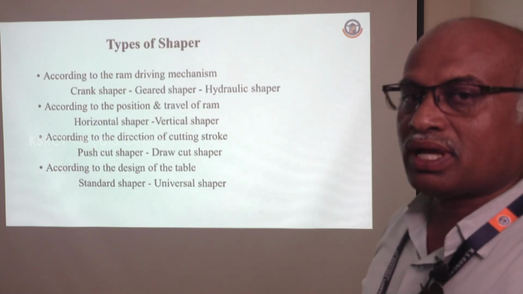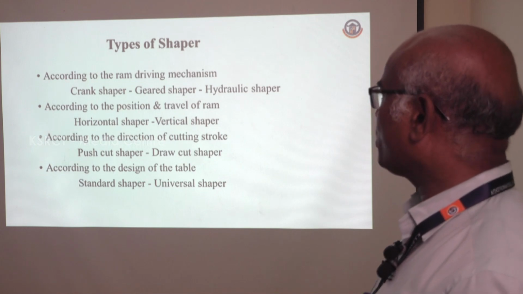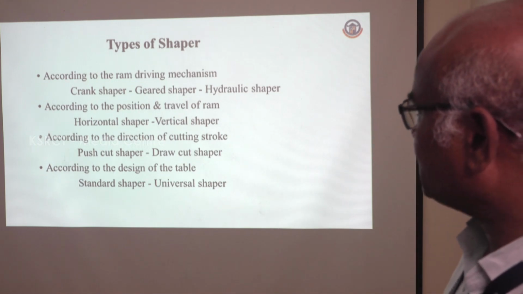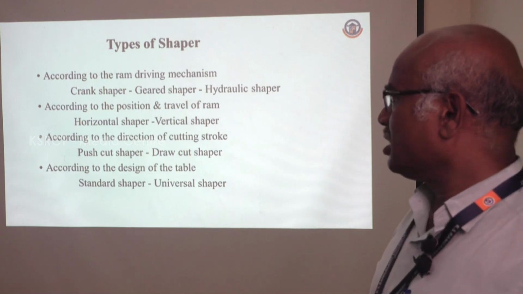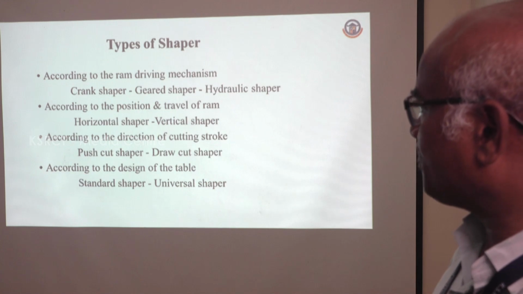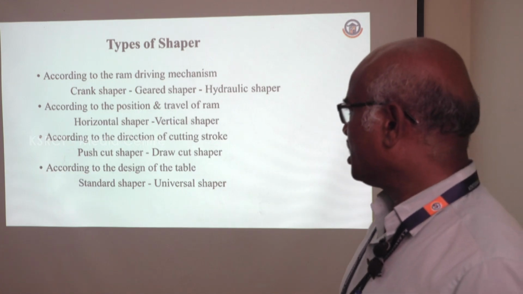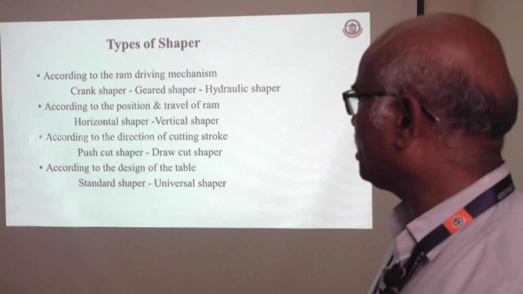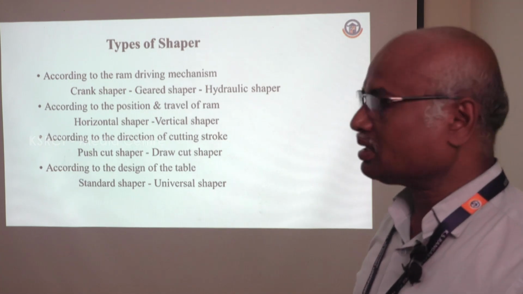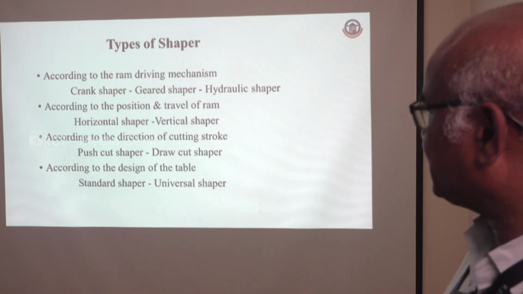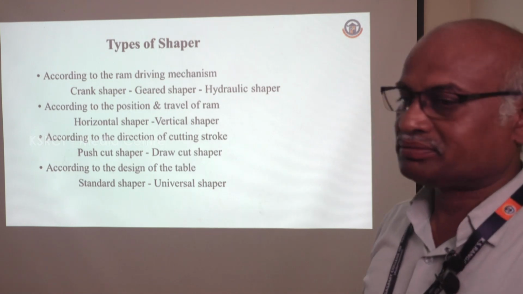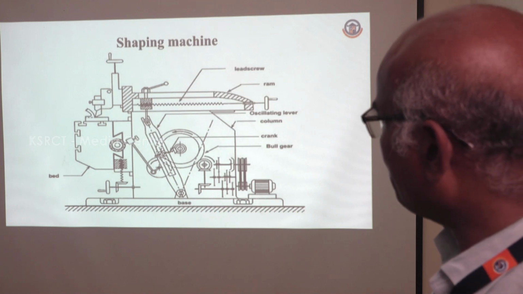The main types of shapers are, according to the ram driving mechanism, crank shaper, gear shaper and hydraulic shaper; according to the position and travel of the ram, horizontal shaper and vertical shaper; according to the direction of the cutting stroke, push cut shaper and draw cut shaper; and according to the design of the table, standard shaper and universal shaper. The first is the shaping machine.